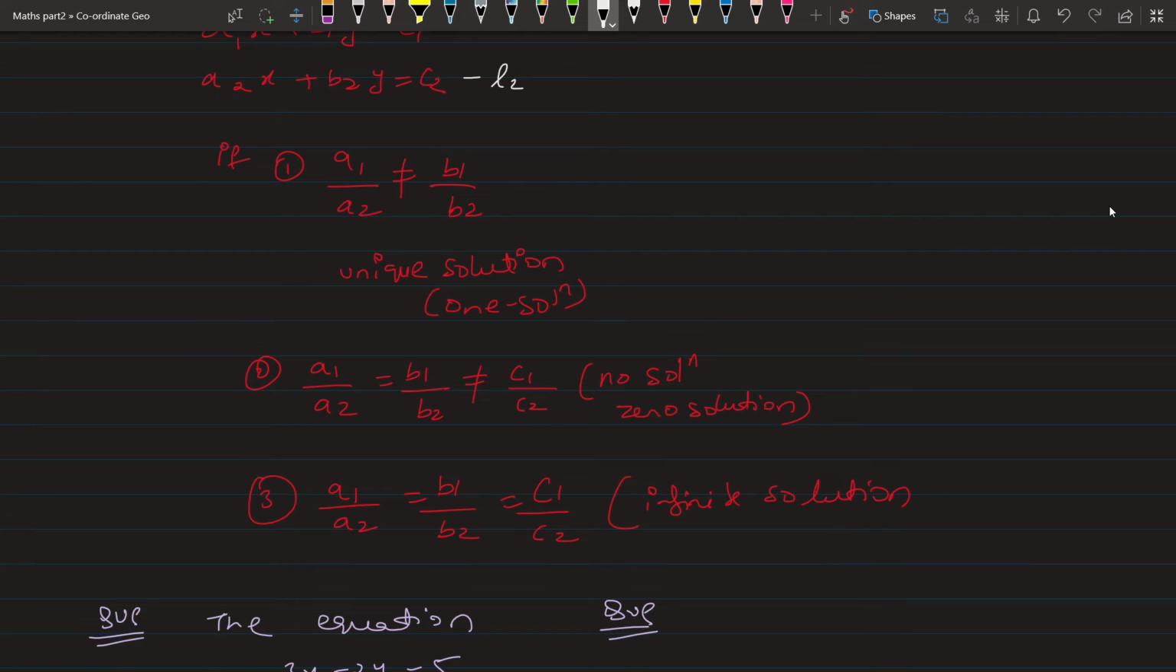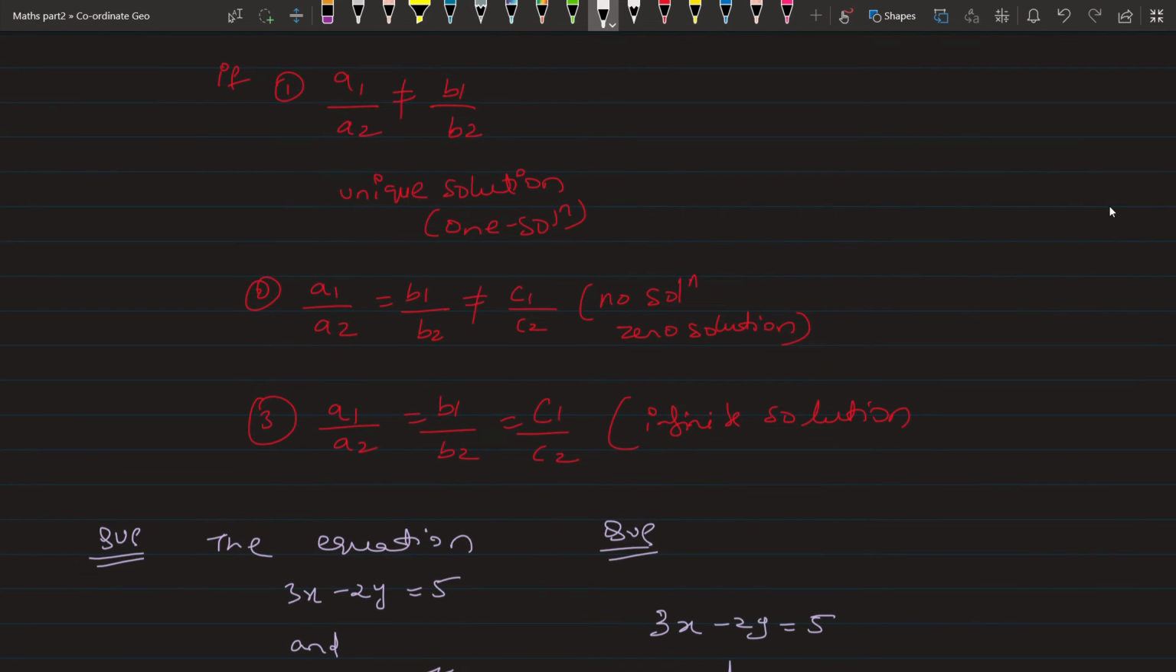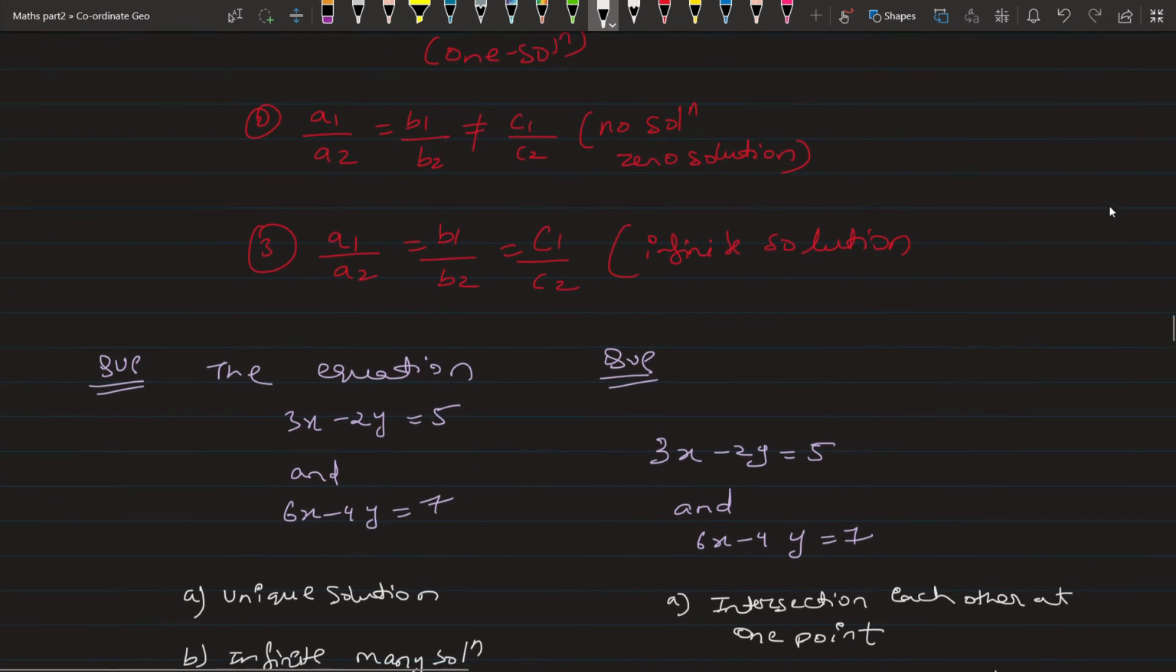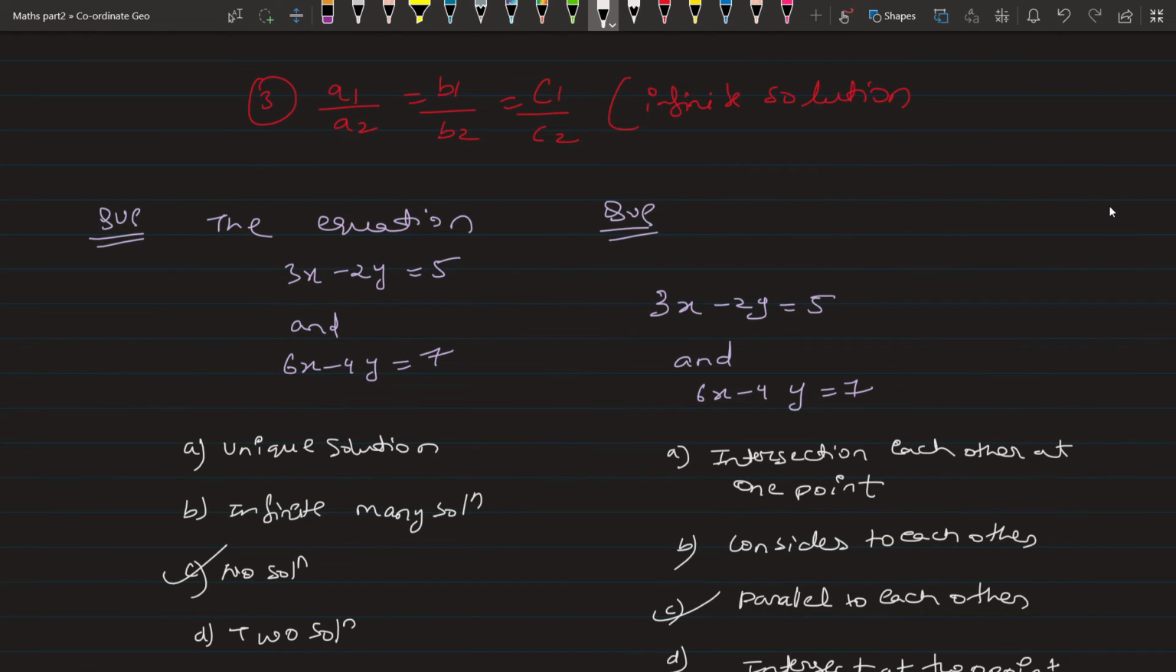Then in the second situation, taking the coefficients of x, y and the constant c, a1 upon a2 is equal to b1 upon b2 is not equal to c1 upon c2. Then there will be no intersection point. The lines will be parallel to each other. Then the third situation, that is infinite solutions: A1 upon A2 is equal to B1 upon B2 is equal to C1 upon C2. Then there will be infinite solutions, infinite intersection points.